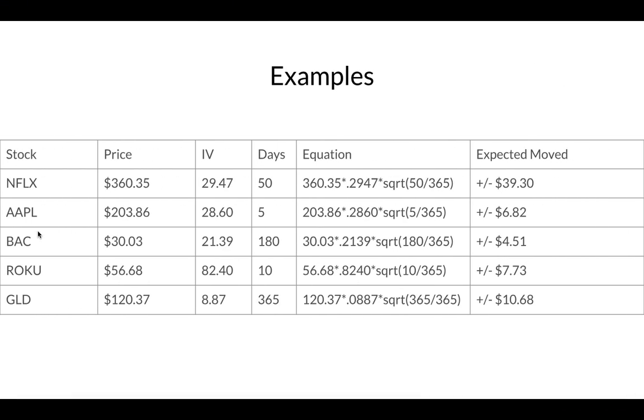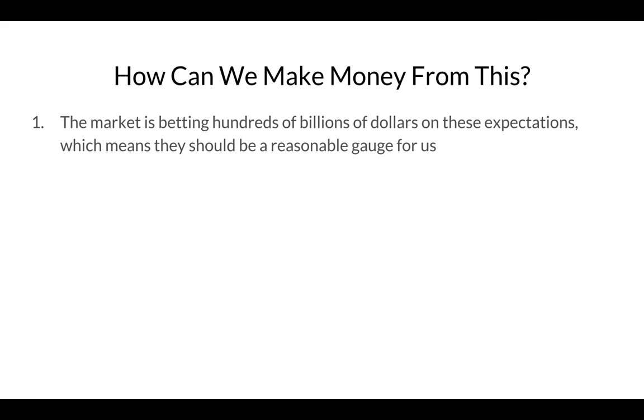So that's how we're able to determine all that information, okay? So how can we make money from this? Because that's the most important thing. Well, look, understand something. This is not just Steven making this up, some pie-in-the-sky equation. The market is betting hundreds of billions of dollars every single day on these expectations. So this gauge for us is very, very reasonable.